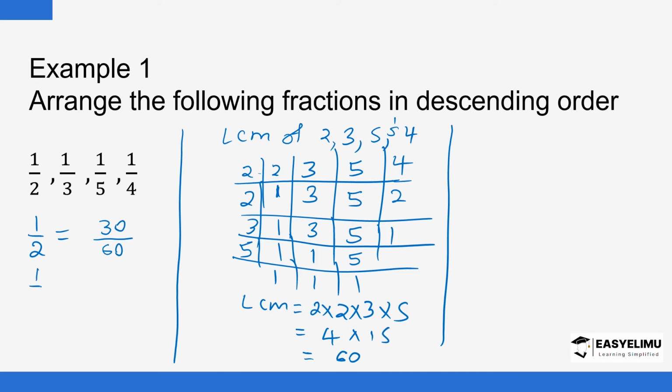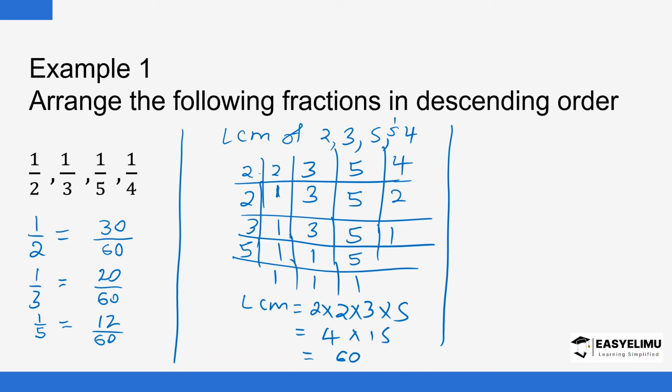Then 1 over 3, you multiply both numerator and denominator by 20. So 1 by 20 is 20, and 3 by 20 is 60. Then we have 1 over 5. To make it 60, multiply by 12. So 1 by 12 is 12, and 5 by 12 is 60.